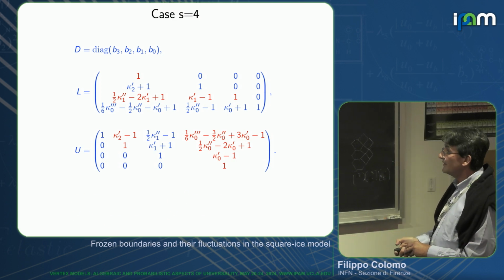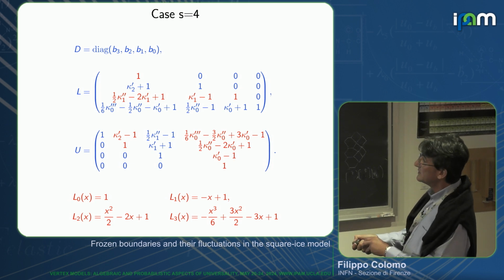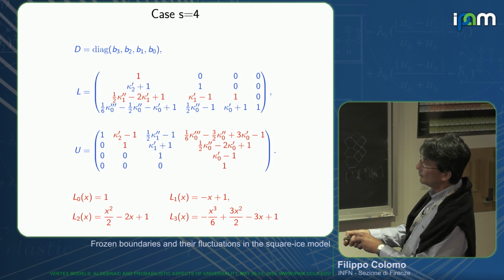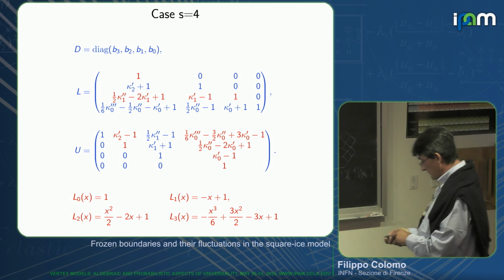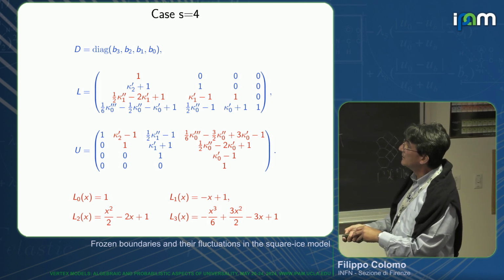These red entries, if you look a little bit in the table, are just Laguerre polynomials. Look at this column: 1, x minus 1, x squared over 2 minus 2x plus 1, etc. Up to a sign, they are just Laguerre polynomials. But the other ones are not. Let us look at the other ones.